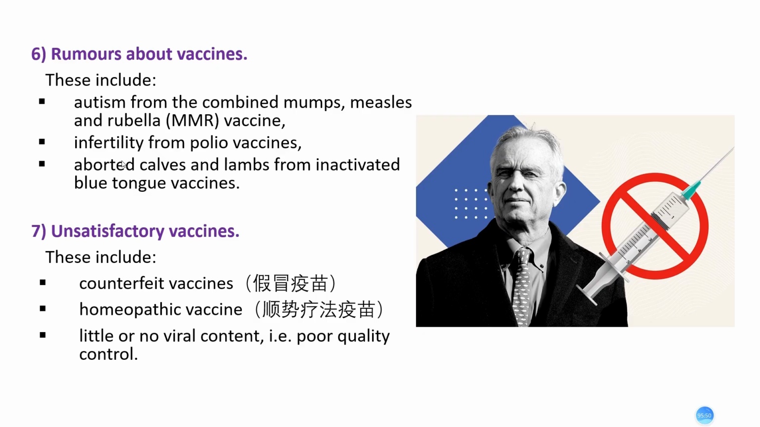And except that, there are also other problems with the vaccine itself. In some area, they found a counterfeit vaccine, which is not a real vaccine. That happened in Hong Kong several years ago. They discovered a bunch of HPV vaccine, but actually it's just saline, so it's not useful. The homeopathic vaccine, which is believed by some people, but it does not work. And also the vaccine with poor quality.